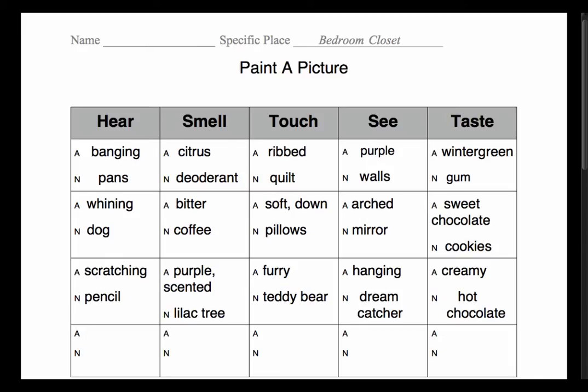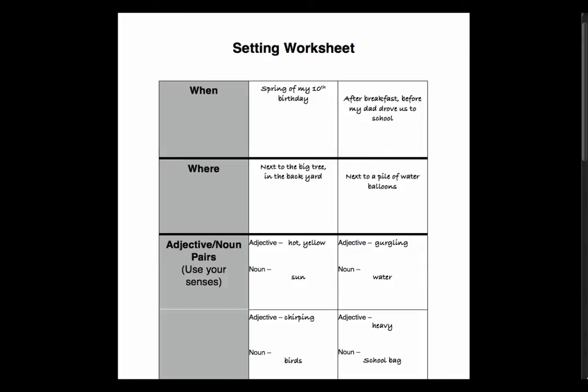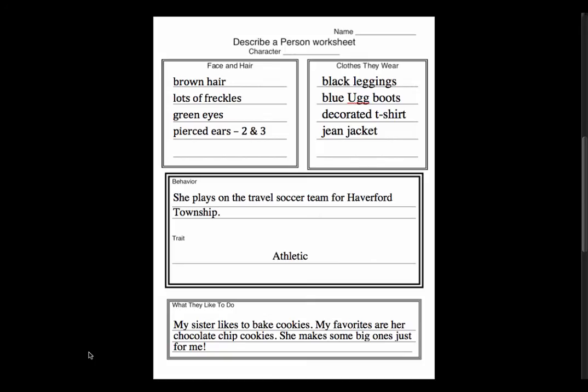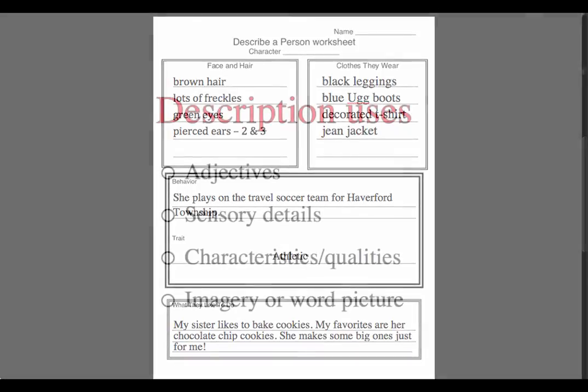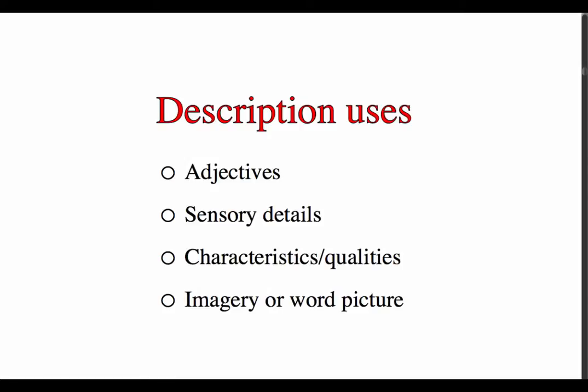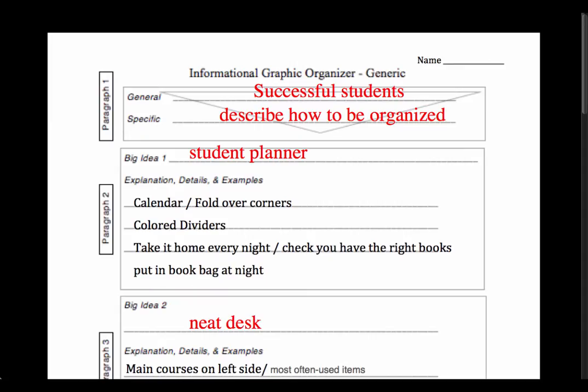While using How to Write, you've learned to use adjectives and sensory details to describe places and people. You learn to use actions and behaviors to generate character traits or qualities. Use these techniques and graphic organizers to gather the elements to fill out your informational worksheet. Write your name on an informational graphic organizer. On the line for general, write successful students. On the specific topic, write describe how to be organized.